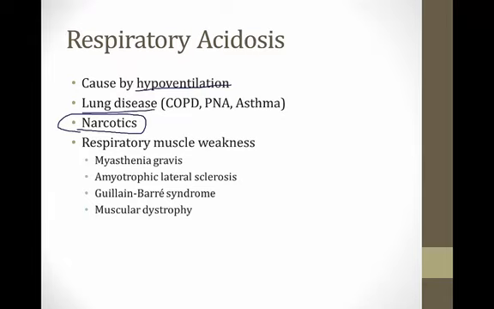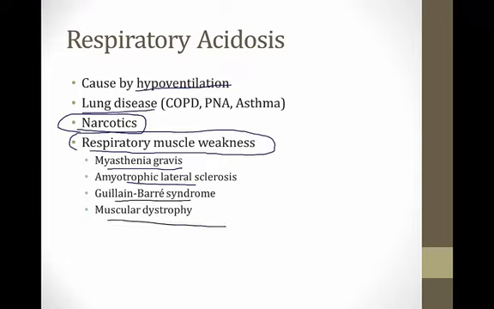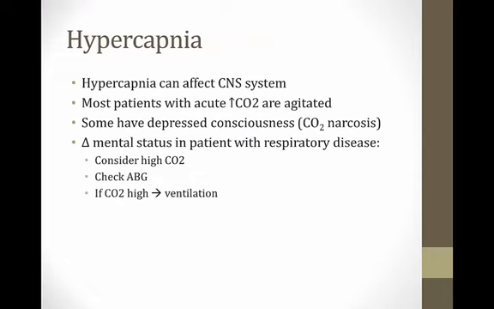And then finally, the other group of patients who often get a respiratory acidosis are people who have muscle weakness in their respiratory system. So patients with neuromuscular diseases like myasthenia gravis or ALS or Guillain-Barré or muscular dystrophy, all of these patients, as the disease progresses, can hypoventilate and begin to retain carbon dioxide, and that leads to a respiratory acidosis. Let me just finish this module by mentioning hypercapnia, which is an increased level of carbon dioxide.